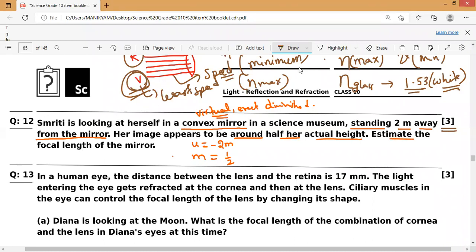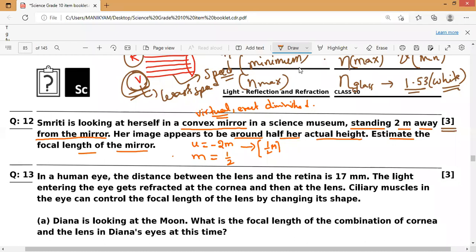Estimate the focal length of the mirror. That is what is asked. It's a very simple question. First, identify the object distance. How much is the object distance? Minus 2. For this you will get half a mark. Do you understand, everybody? Next, finding the magnification. If you notice, you will get the remaining half mark.